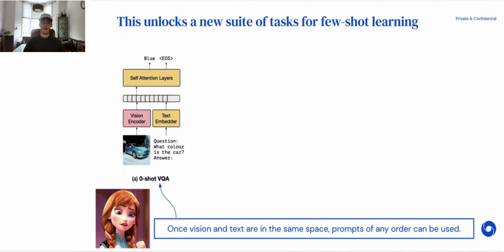By adapting the interface of a language model in this way, we kind of hope to unlock a new suite of tasks for this highly general few-shot learning behavior. For instance, tasks that require an image and text input and a text output. So one thing that we can slot into this framework is visual question answering, where we show the model an image and we can ask stuff like what's the object in the image, what color is the object, and so on.